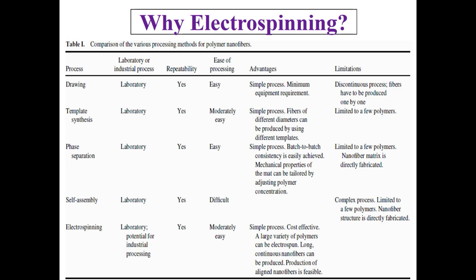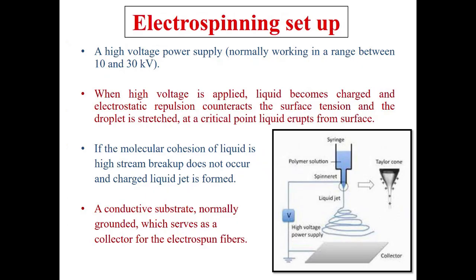But when we talk of the advantages: very simple process, cost effective, a large variety of polymers can be electrospun, long continuous nanofibers can be produced, production of aligned nanofiber is feasible, and multi-channel fibers are also possible with the electrospinning technique. This is the electrospinning setup. That electrospinning setup is shown in the insert.